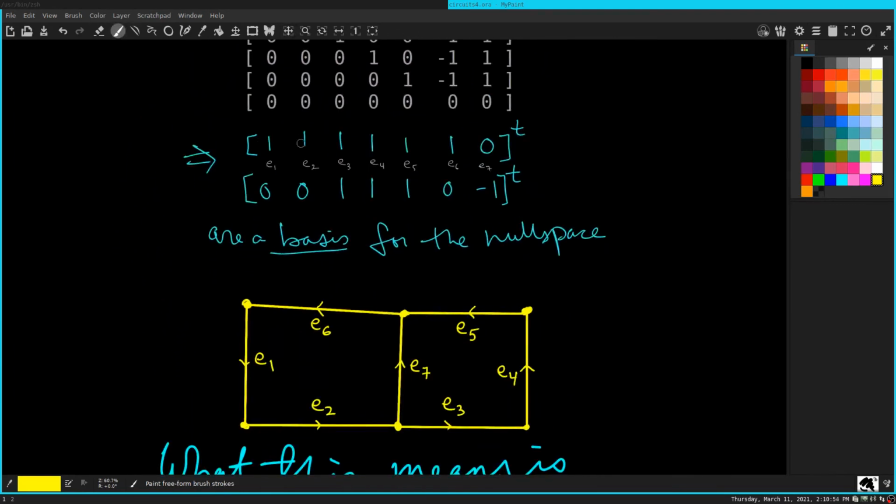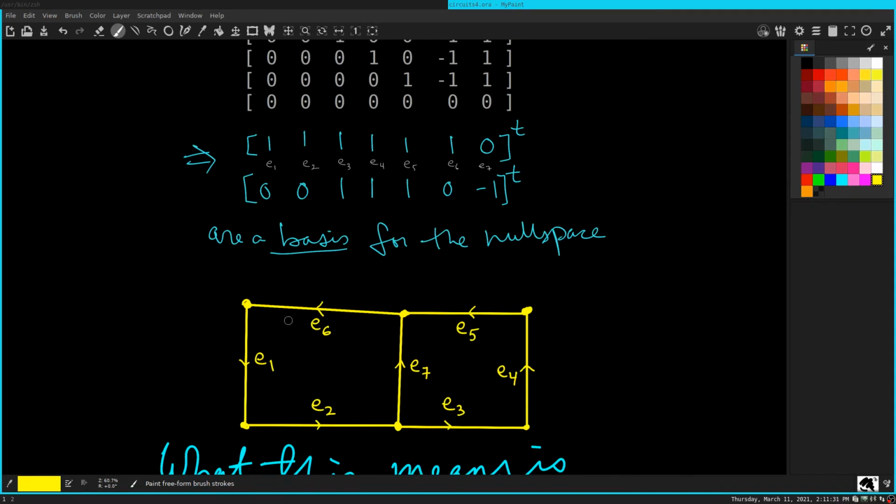So this is E1 plus E2 plus E3 plus E4 plus E5 plus E6, no E7. That's this big path. So we just do this random linear algebra calculation, and somehow it corresponds to the loops in this graph. It's kind of amazing. Then 0, 0, 1, 1, 1, that is E3 plus E4 plus E5 minus E7. That's this one. Those are the two loops.